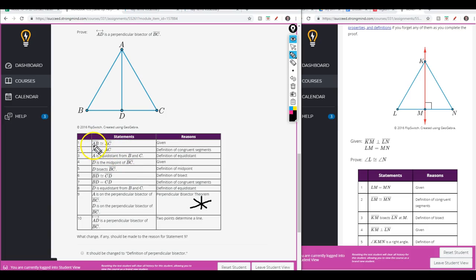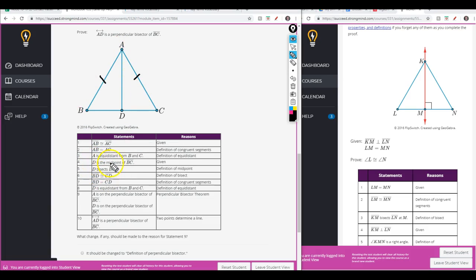Given that, okay, so segment AB is congruent to segment AC, that's given. Then that means that the distance of AB is the distance of AC. So we have same side lengths right there. It says A is equidistant from B and C. Definition of equidistance. Well, yeah, they're equal distance because it's the same length.